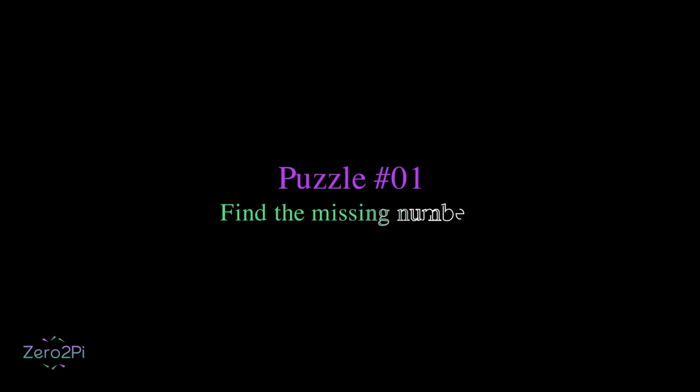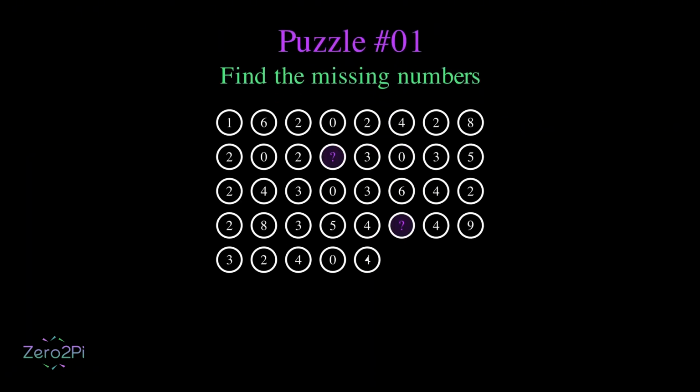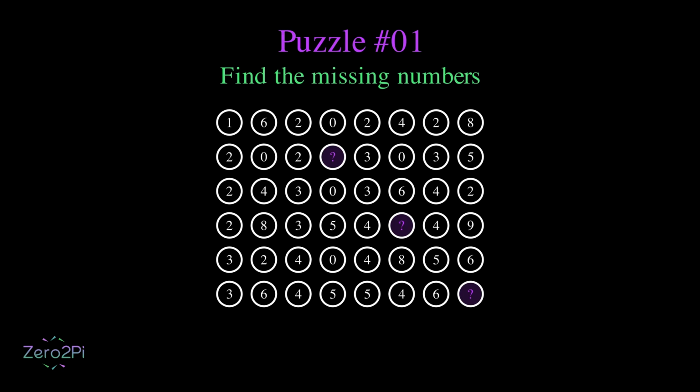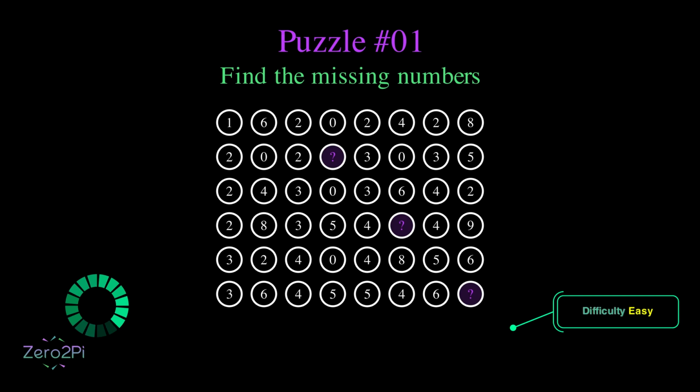Alright, here's our first puzzle. Find the missing numbers. We have a grid of numbers with 3 of them missing, and the goal is to figure out what those numbers are. At this point, I'd encourage you to pause the video and see if you can work it out on your own.